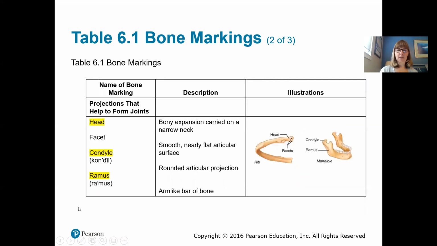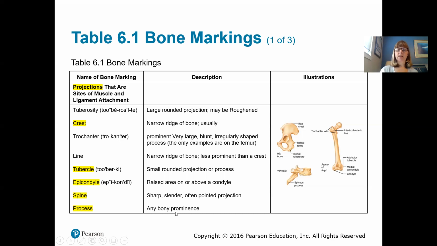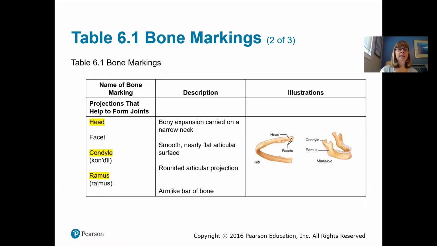And then process. Process means anything that points out. So your vertebral process, this is the spinal process. And when we get to the vertebra, we're going to be looking at the processes quite a bit. So those are ones to remember there. All right. Next, we're looking at, oh, there's the condyle.